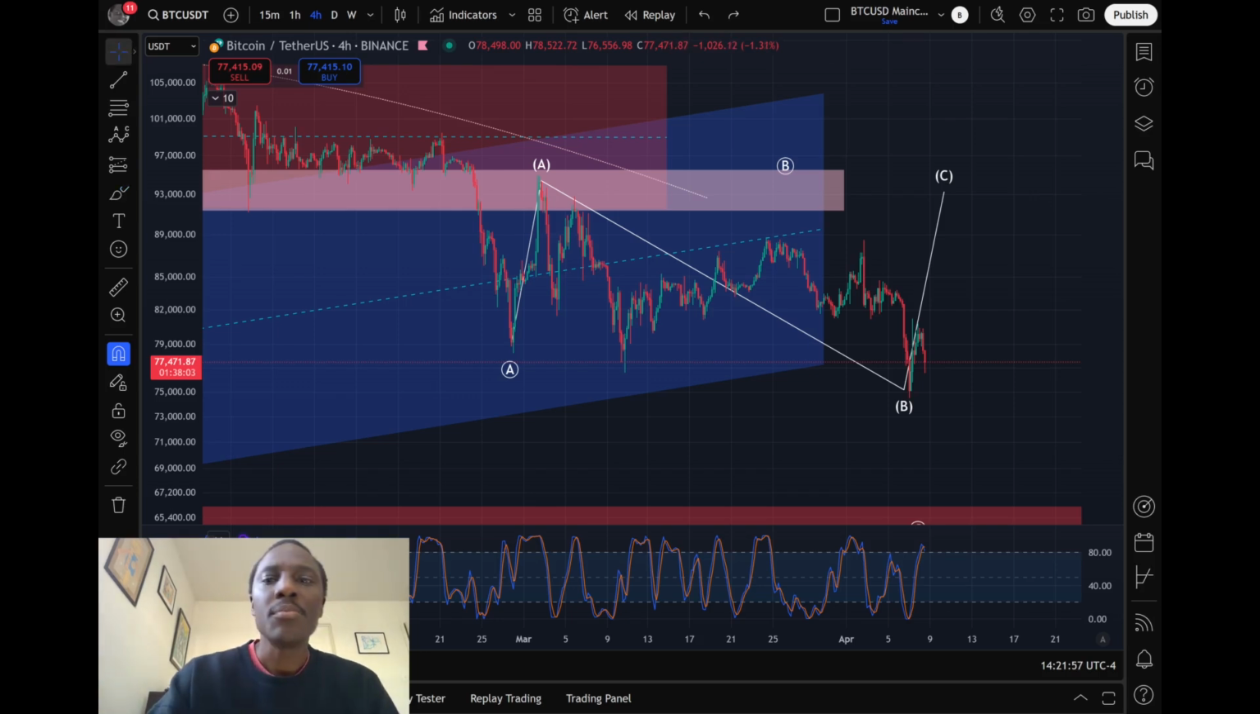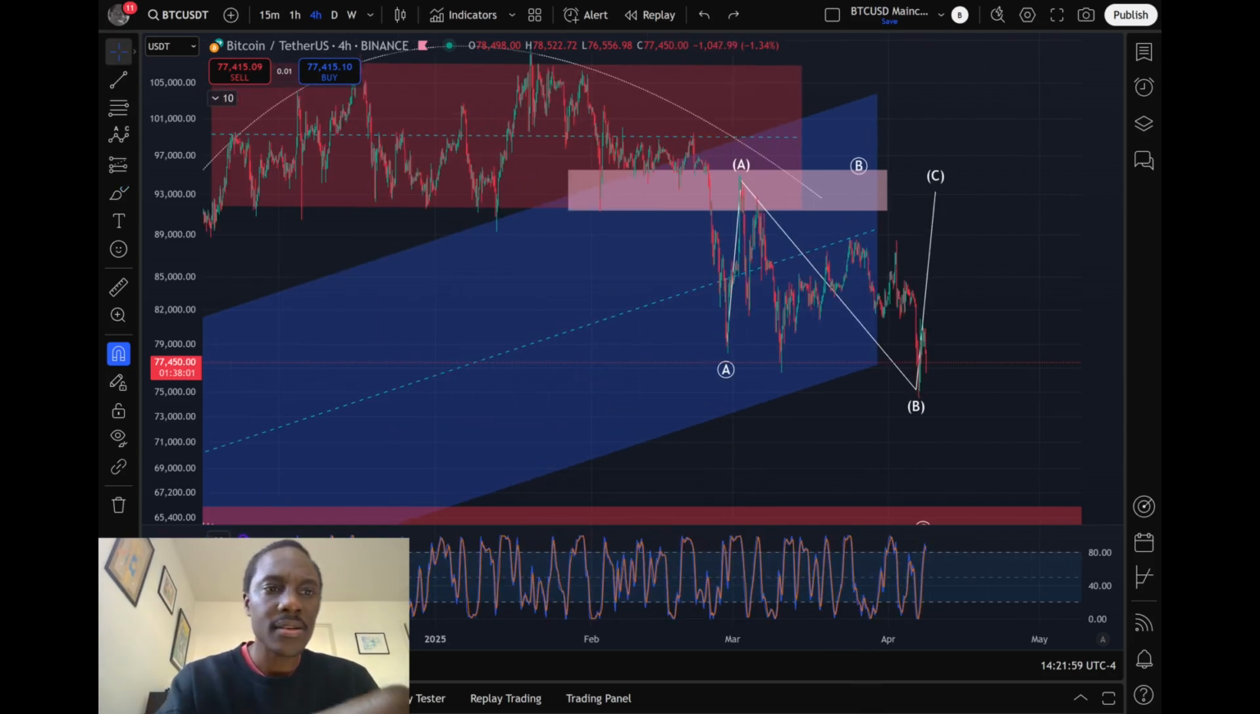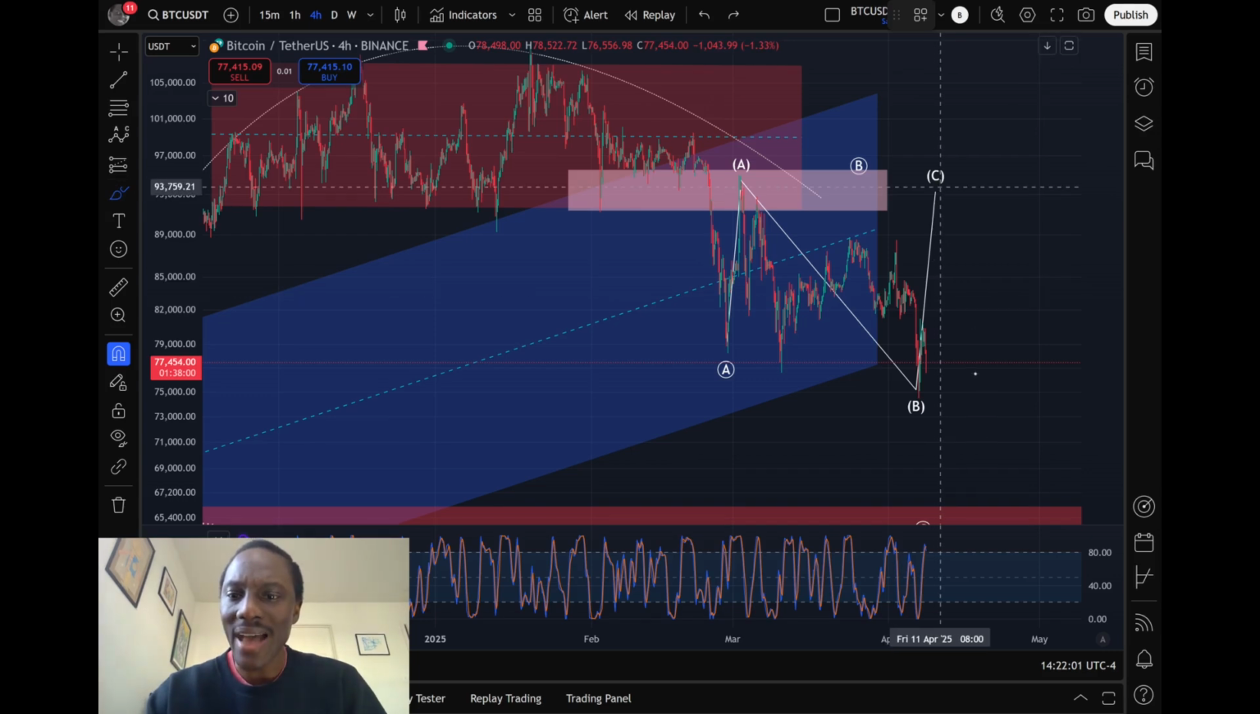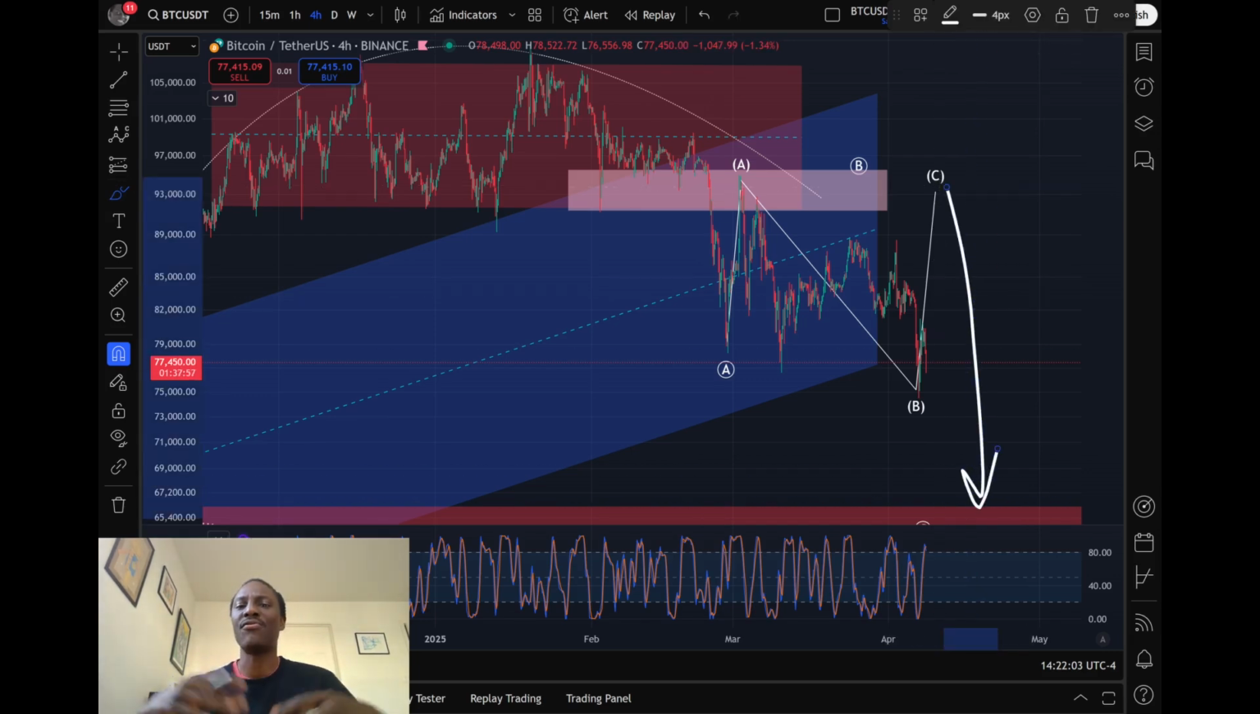So before Bitcoin makes its move back down here to a very likely level of support between 65 and 70K, altcoins have to move big. And this is what we've been waiting for.